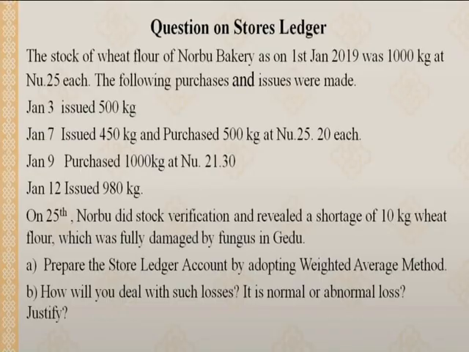And how do you make a treatment of abnormal loss now? Abnormal loss usually does not form a part of cost, rather it will be shown in the statement of income. So anyway, for abnormal loss, we are going to show it under the issue column at the normal price only. And the normal loss will be simply shown under the issue column without the price, because when we carry forward the balance, the price is inflated.